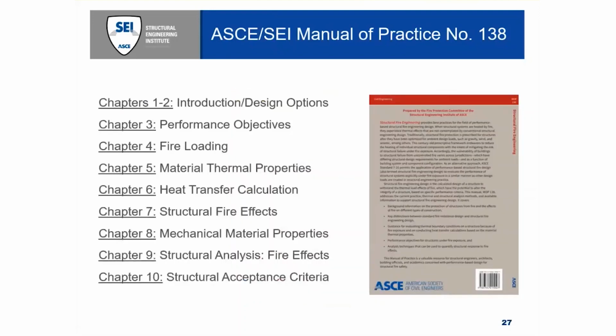The manual of practice is broken down into 10 chapters. Notably, Chapter 3 provides detailed guidance on handling discretionary performance objectives, so a lot of practical guidance there. Also of note, Chapter 10 provides structural limit state acceptance criteria for fire effects.